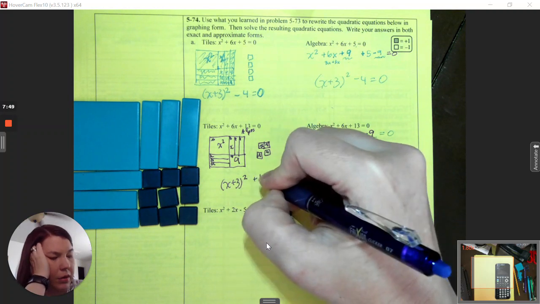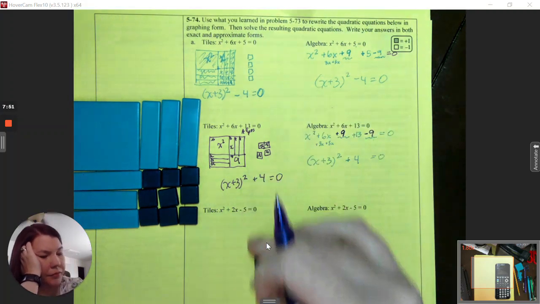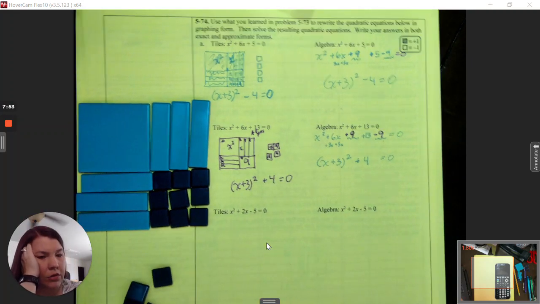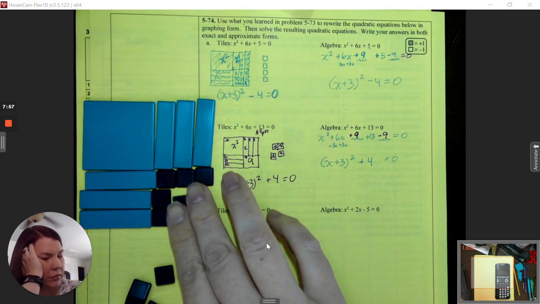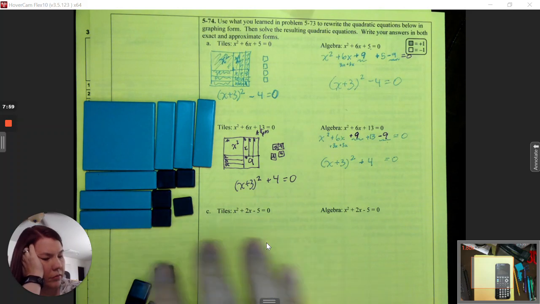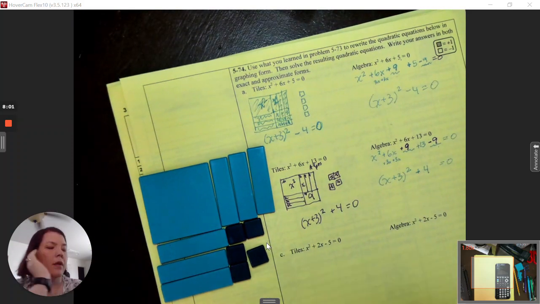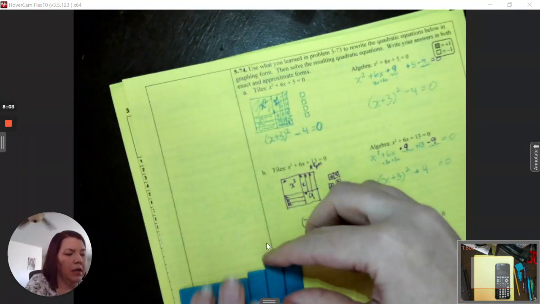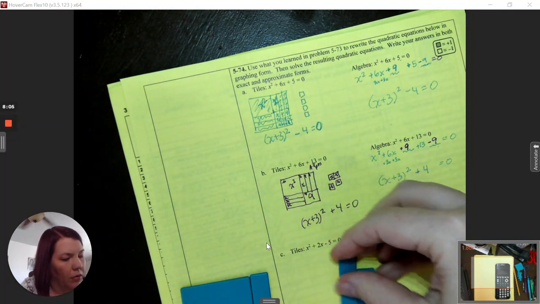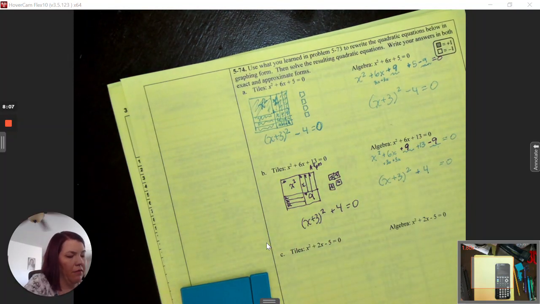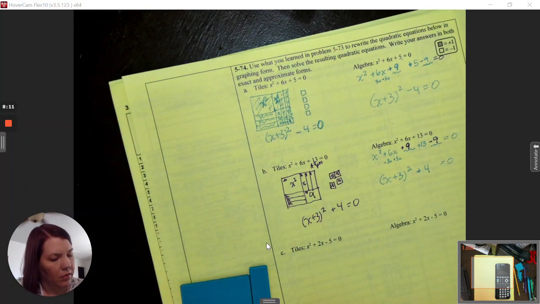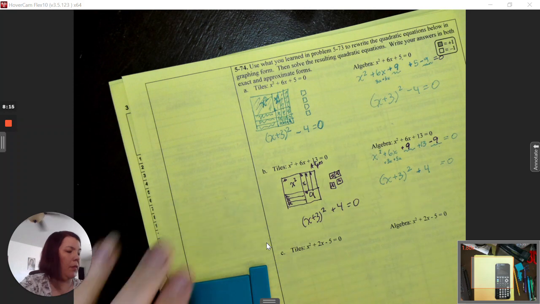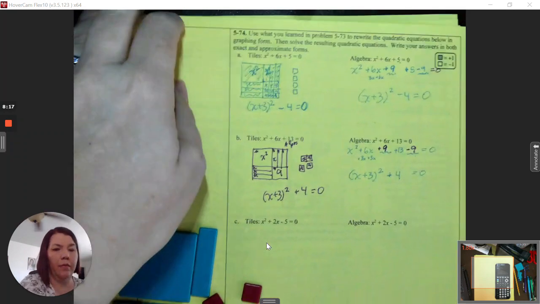Now, this next one, EC, we only need 2 x's, and we have 5 negatives. This gets a little bit funky with the tiles. So, let's see what we can do here. Even though I can kind of build this, it makes no sense for that to be negative. It's ridiculous, that can't be negative.